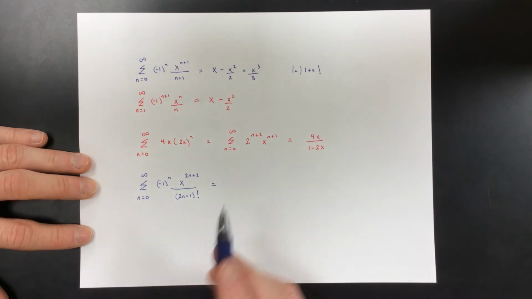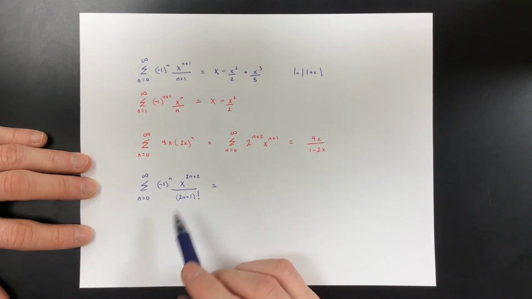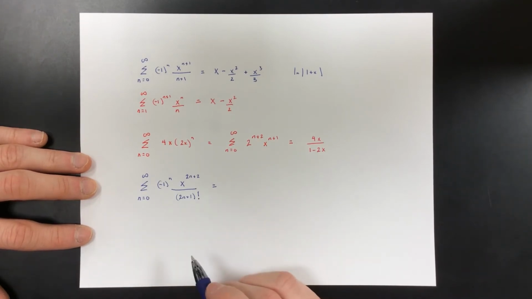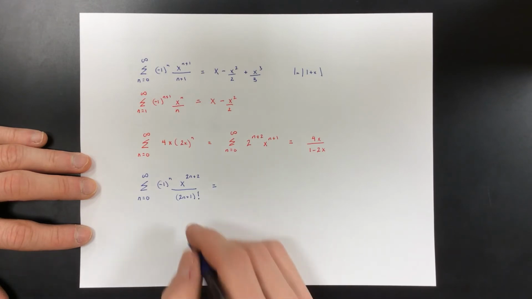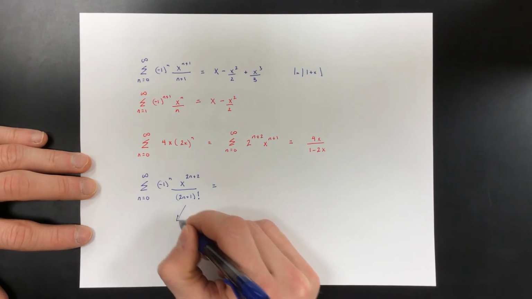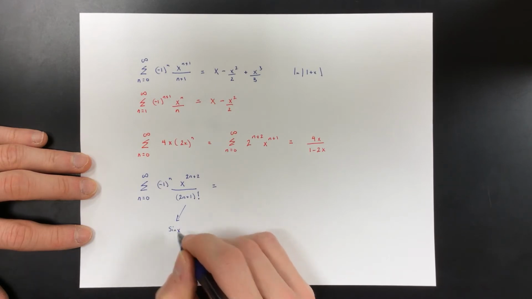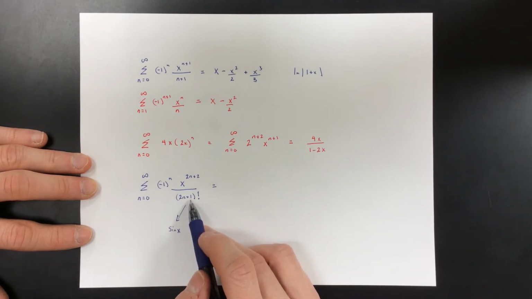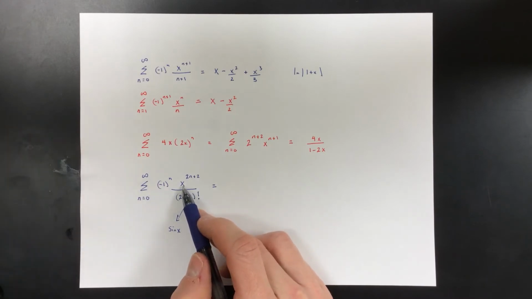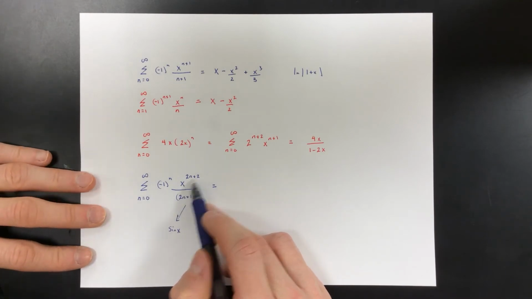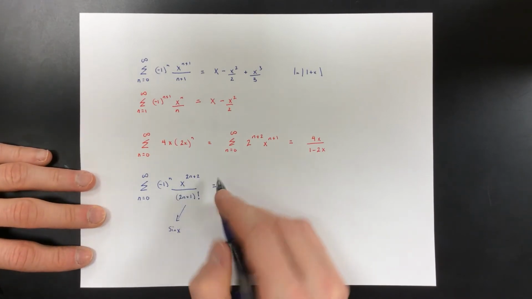So, let's think. It's alternating, and I'm dividing by odd factorials. Okay, when am I going to divide by odd factorials? This kind of gives you a clue that it probably involves a sine function. So somehow the sine's involved. It's alternating and we're dividing by odd factorials, but look at the numerator. It's x to the 2n plus 2. Well, 2n plus 2 is an even number. Well, what if I ripped off one of those x's?